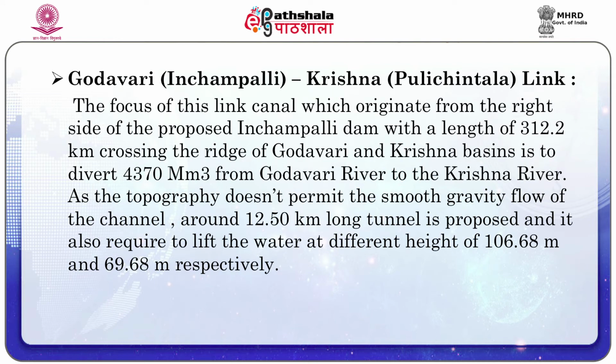Godavari, Inchampalli, Krishna, Pulichintala link. This link canal originates from the right side of the proposed Inchampalli dam with a length of 312.2 km, crossing the ridge of the Godavari and Krishna basins. The focus of the link canal is to divert 4,370 million cubic meters from the Godavari river to the Krishna river. As the topography doesn't permit smooth gravity flow of the channel, a tunnel around 12.50 kilometers long is proposed, and it is also required to lift the water at different heights of 106.68 meters and 69.68 meters respectively.